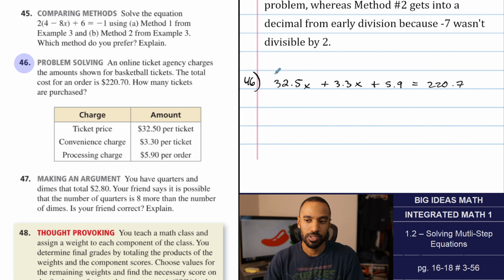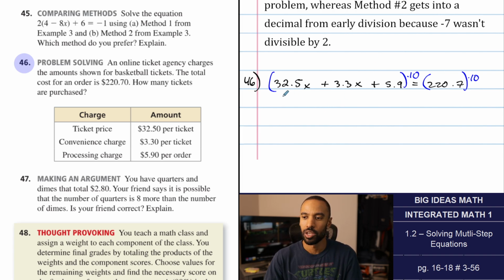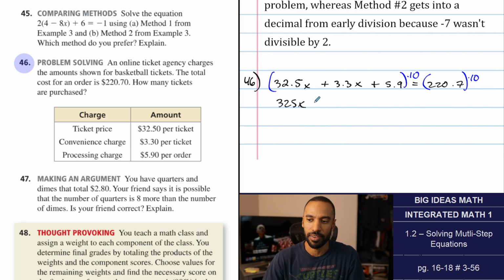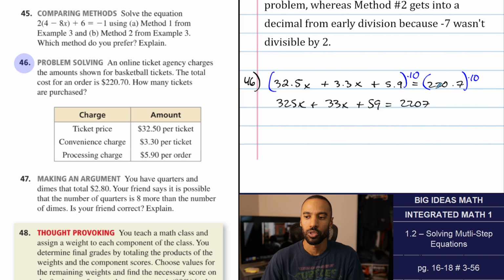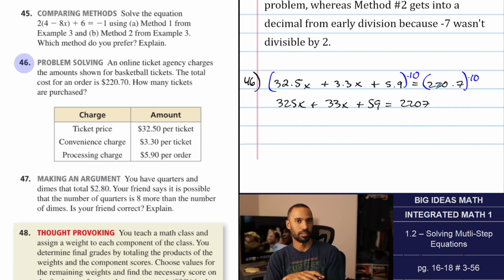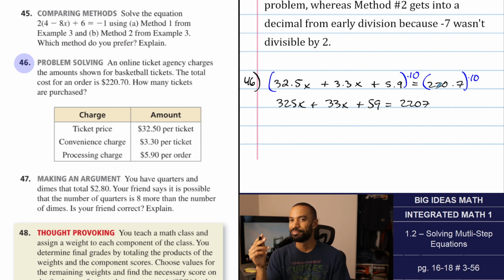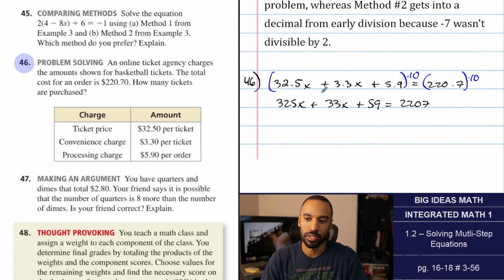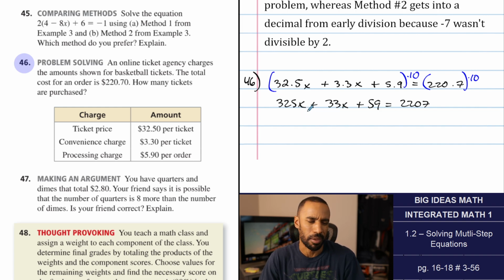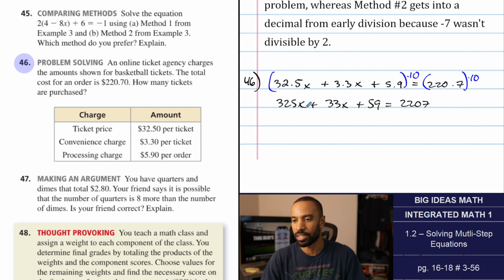You don't like decimals? Multiply everything by 10. Did you know that multiplying something by 10 moves the decimal place to the right? All of these have a single decimal. We could do this: 325x plus 33x plus 59 equals 2,207. Listen, there was a cost to this, not like ticket cost, whatever. The numbers are bigger, but maybe you'll like it more. What's 325 plus 33? Anyway, you combine like terms here. We get 358x.